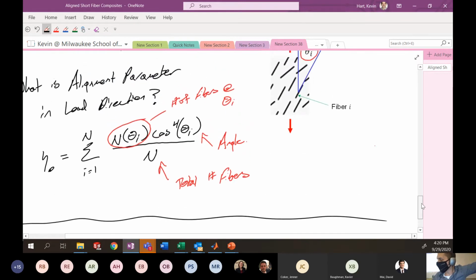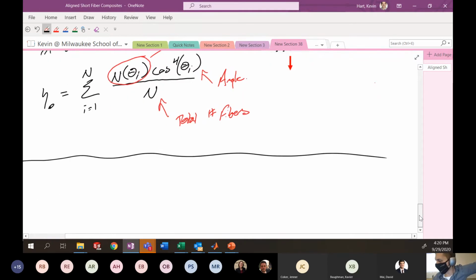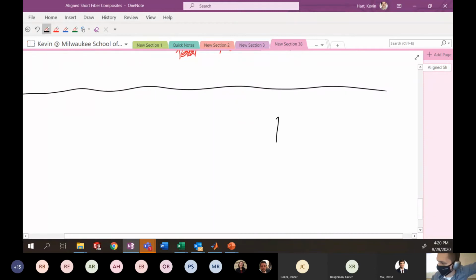Right. So the question is, what happens if you have fibers with multiple angles? Well, let's look at an example, and that's where the summation comes in. If you have something that looks like this, I've got 3 this way, 3 this way, and 3 this way. Let's say it's 0, 45, 90.